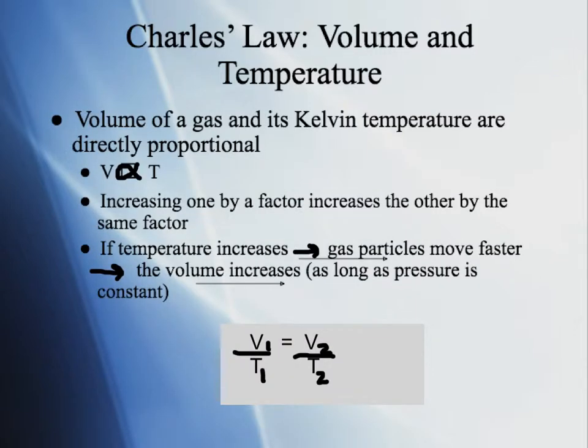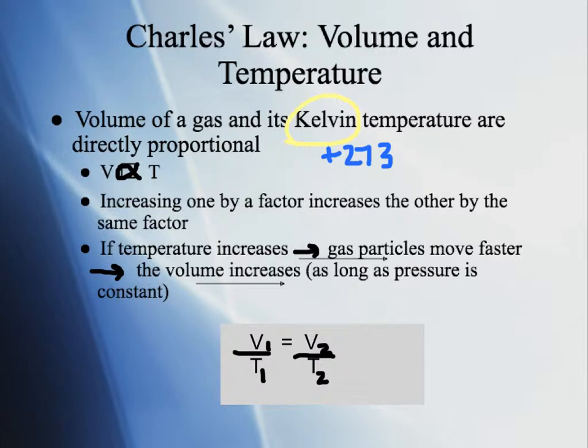All right, like I've stated before, the volume of a gas and its temperature, now we have to be specific in saying that its temperature is in Kelvin. Always, always, always, when working with gases, make sure that you convert Celsius to Kelvin. And if you don't remember, you have to add 273 to the Celsius to get Kelvin. So volume of a gas and its Kelvin temperature are directly proportional, or directly related. So increasing one by a factor increases the other by the same factor. So if you increase the temperature by 2, you're going to increase the volume by 2.